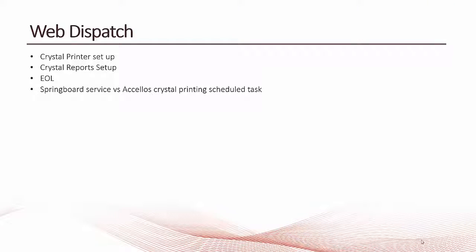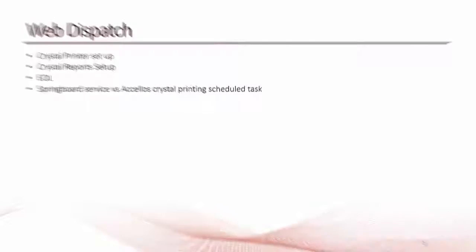So now after we created the SQL view, after we created our Crystal report, we will need to set this up in Accellos Web Dispatch. So first we will demonstrate how to set up the printers in Accellos. Then I'll show you how to set up the Crystal reports, and I'll show you how to set this Crystal in the end of line process, and I'll also show you what's the difference between running the Springboard service and running the standard Accellos Crystal printing schedule task.